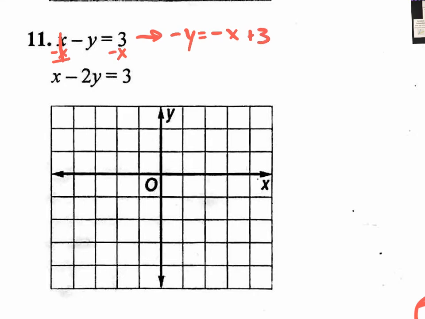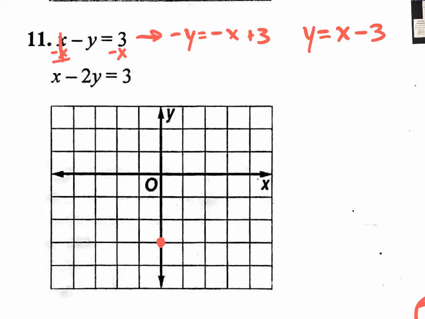And I need to change the minus sign in front of y. So I'm going to have to change all the signs by multiplying everything by negative 1. So my final equation is positive y equals positive x minus 3. Let's graph that red equation. It crosses at negative 3 down here.